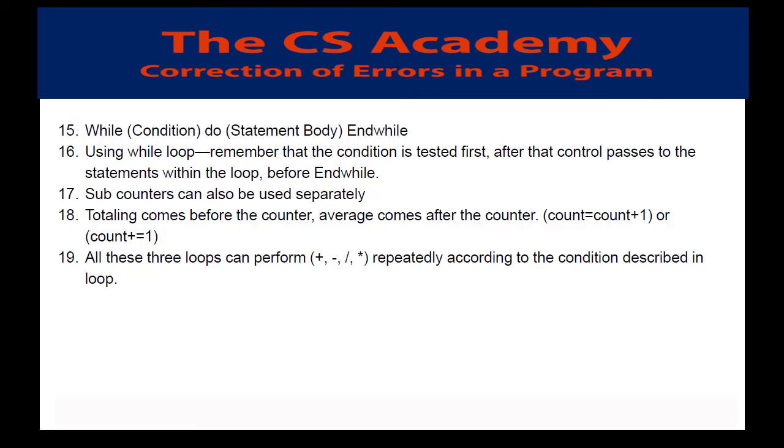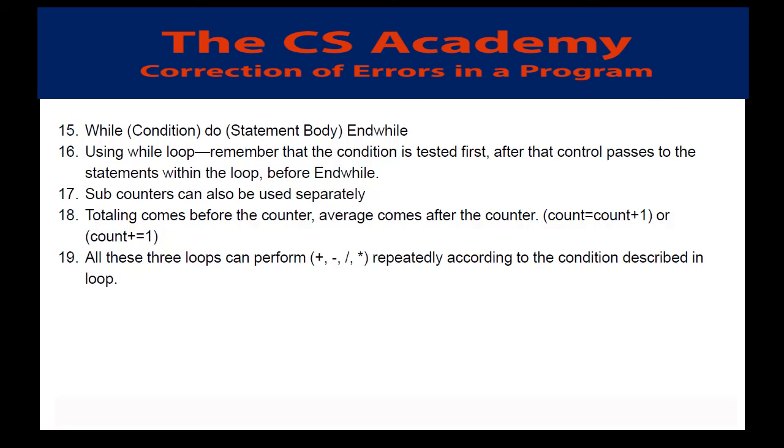Point number 17, subcounters can also be used separately. Totaling, similarly for the for loop and repeat loop, as already explained, how subcounters are used and how they are placed. And point number 18, totaling comes before the counter. Similarly, the same procedure as for calculating running totals. So they would be kept within the loop, and average comes after the counter.